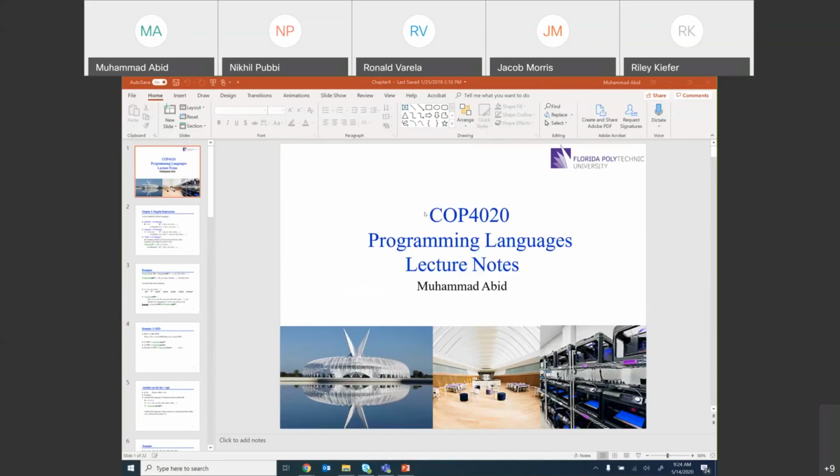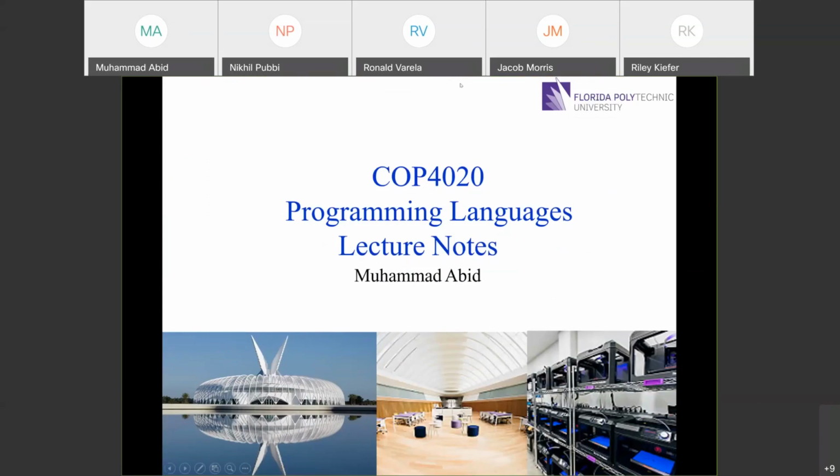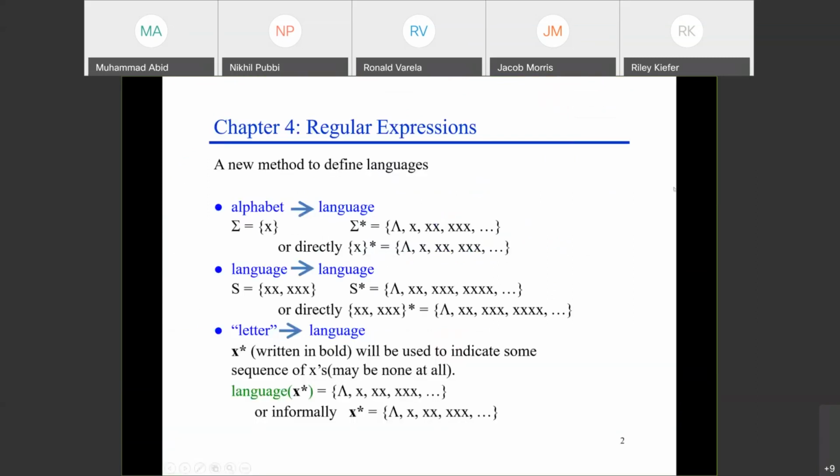Today we will start chapter 4. This chapter is about regular expressions. So guys, this chapter I request you, if we finish this in today's class, it is good. If we do not finish this in today's class, this goes to the next class.